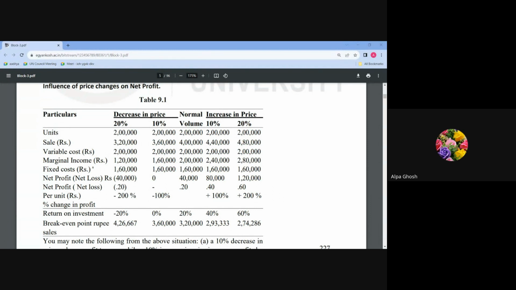Yes, Ravi? As in the first row, the units everywhere is 2 lakhs. It is given in the question that the units produced and sold is 2 lakh. There is no decrease in volume here. Nowhere it is written decrease in volume. It is decrease in price, and in the second one it is increase in price. We are not making any changes in the volume.